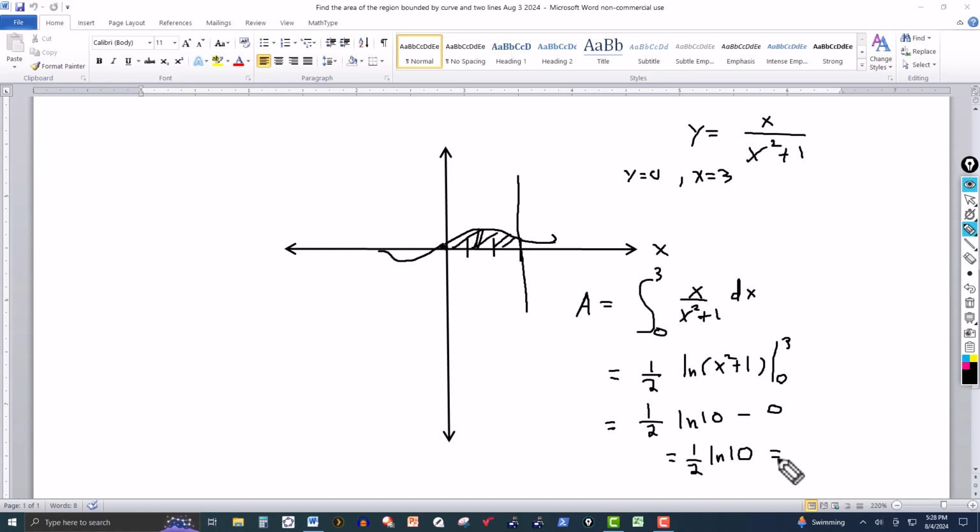If I use a calculator to compute this, to 2 decimal places, it will be 1.15 square units.